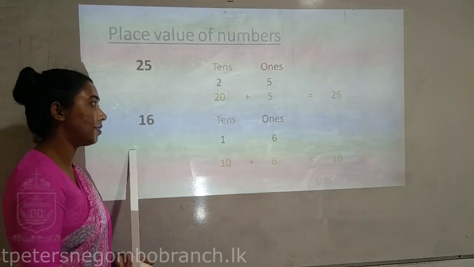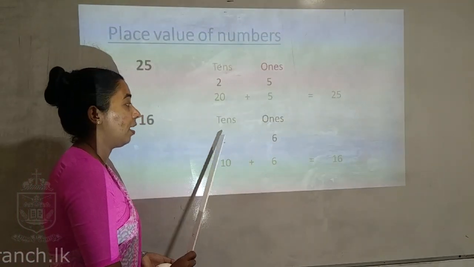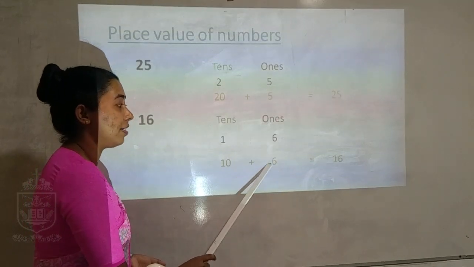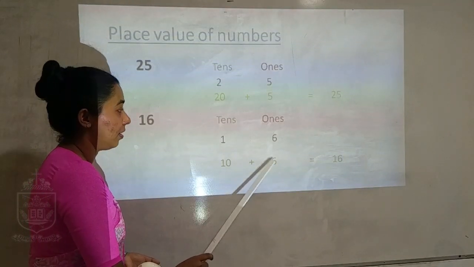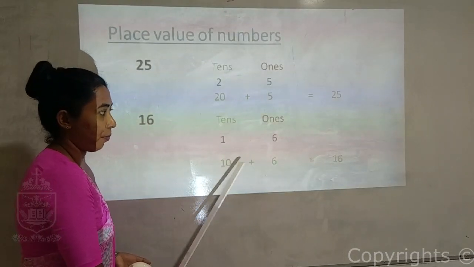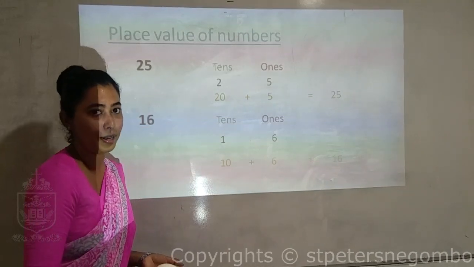When we look at number 16, in this number 16, there are 6 ones and only 1 ten. So the value of 6 ones is 6. The value of 1 ten is 10. So 10 plus 6 is equal to 16.